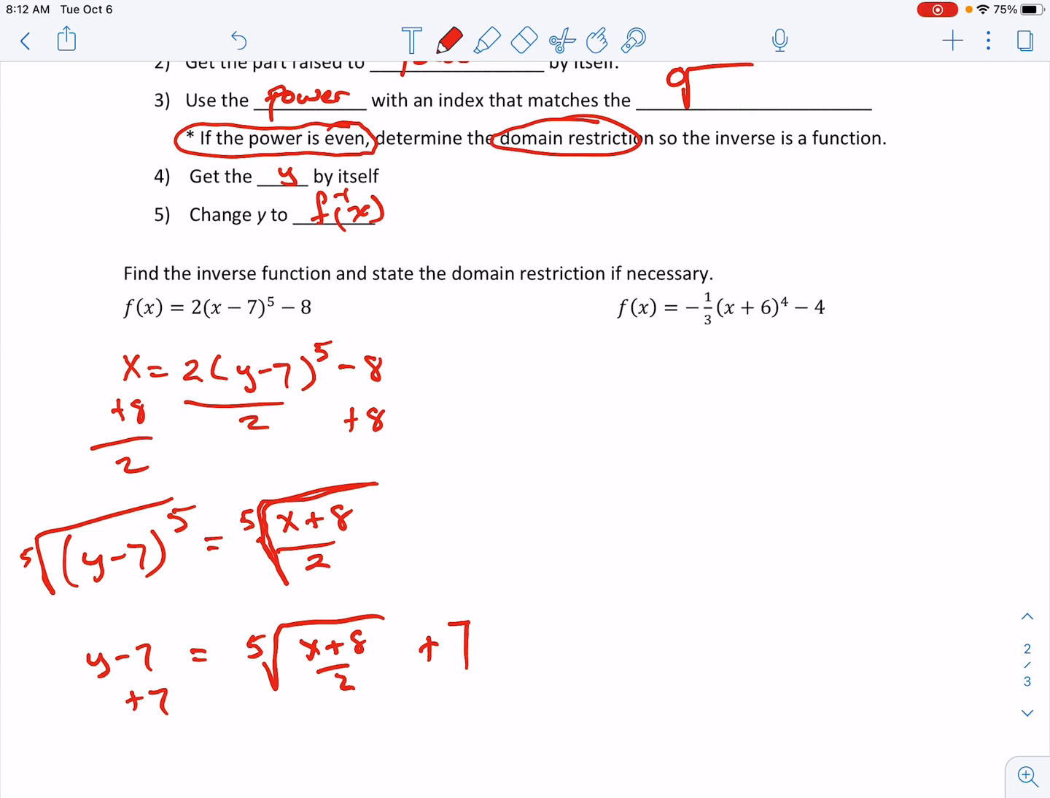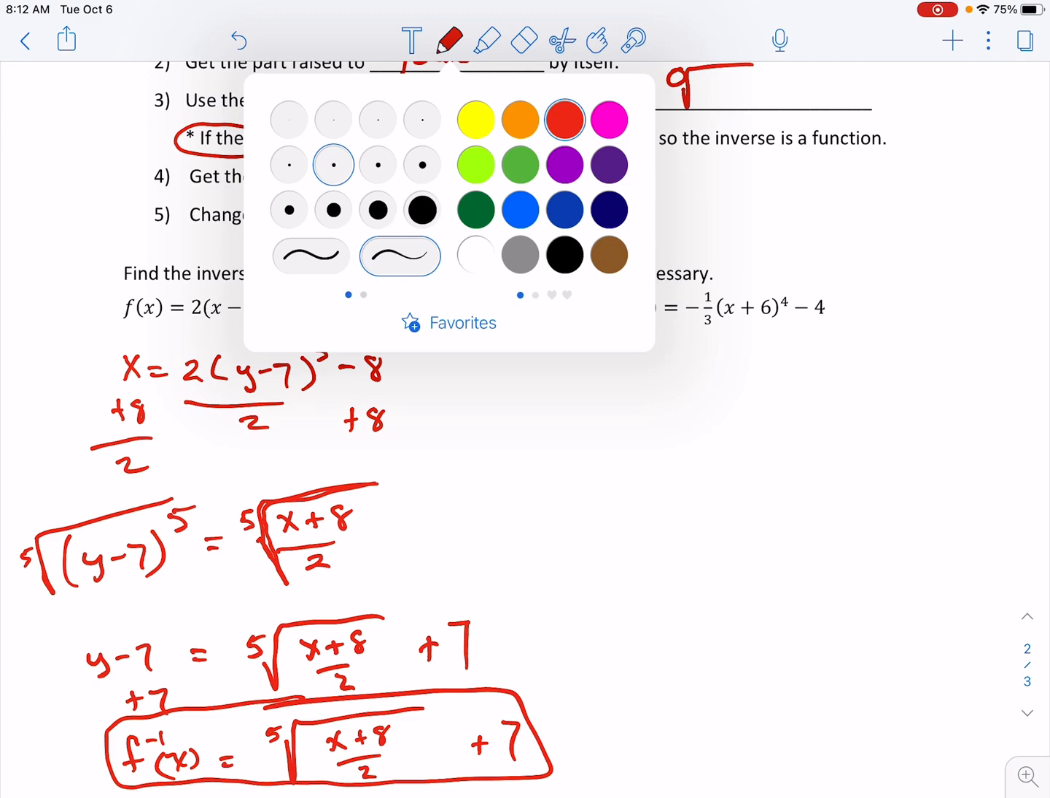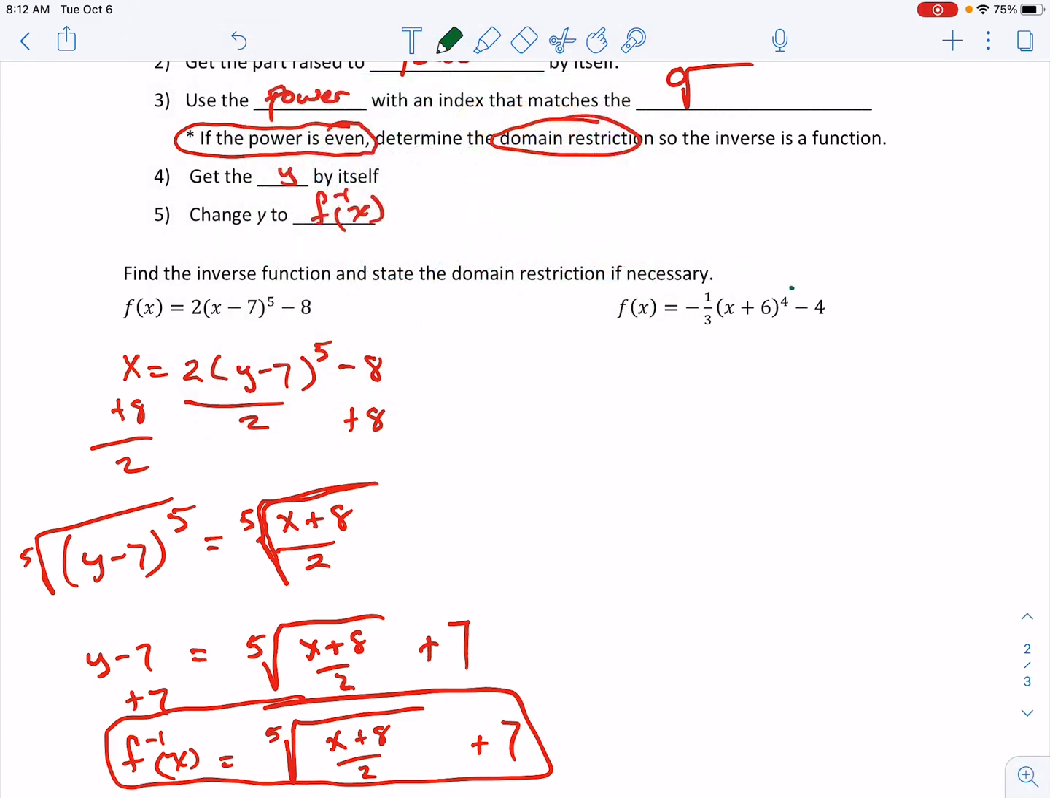All right, so then we can change that y to f inverse. f inverse of x equals the fifth root of (x plus 8) over 2, plus 7. All right, that's your inverse. And I did not need a domain restriction because I was looking at a fifth power. On this next example, though, we do need a domain restriction because we have a fourth power. So just like before, you'd identify the vertex, which is at -6, -4.